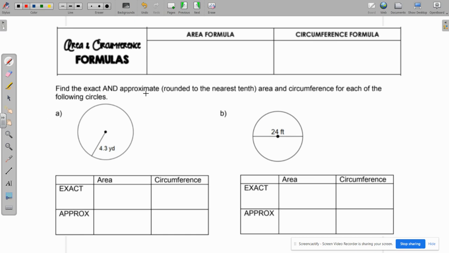The formula for the area of a circle is area equals pi times the radius squared. The circumference formula can be written one of two ways.